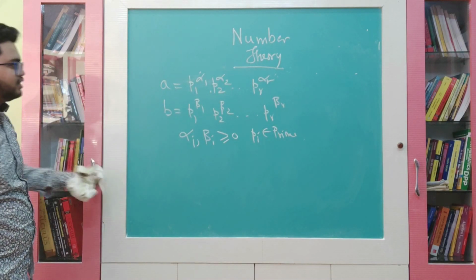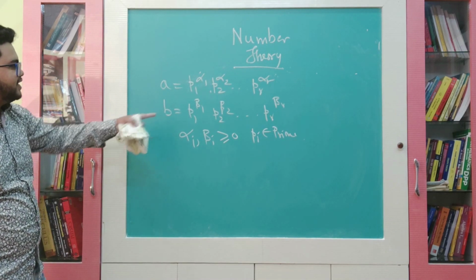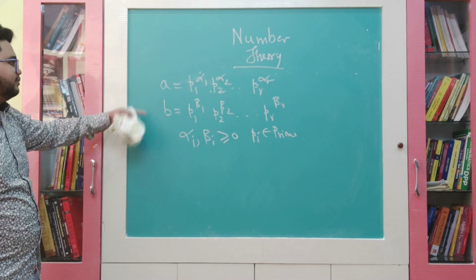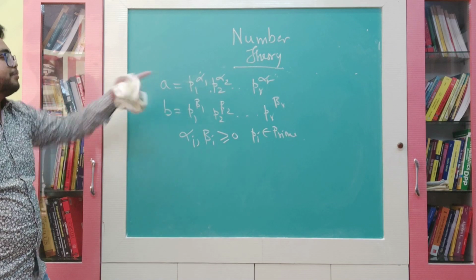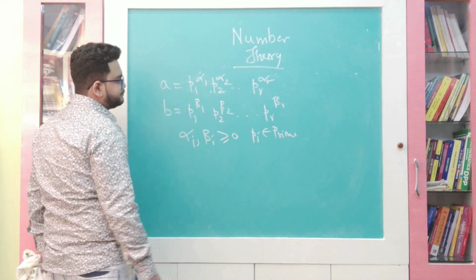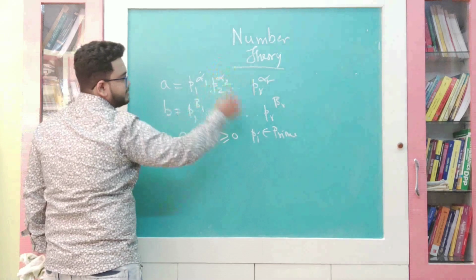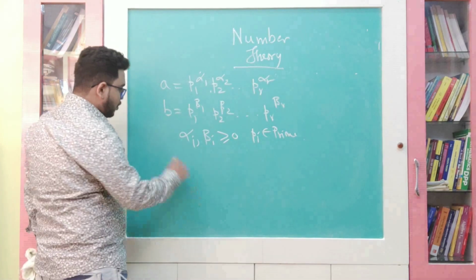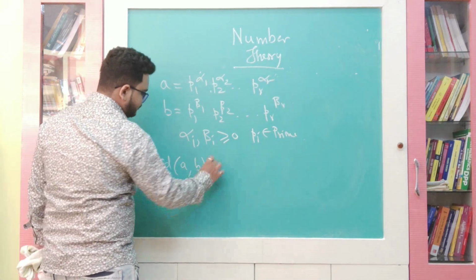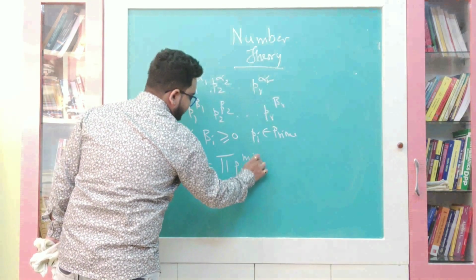I said that this is unique. This is the prime factorization of AB, but you can extend it to some pr because beta is allowed to be 0. You can expand by all primes by allowing the exponent to be 0, so you can write it as a product of all primes by allowing these exponents to be 0. So GCD of A and B is actually the product of pi, with the exponent going to the minimum of alpha i, beta i, i from 1 to r.